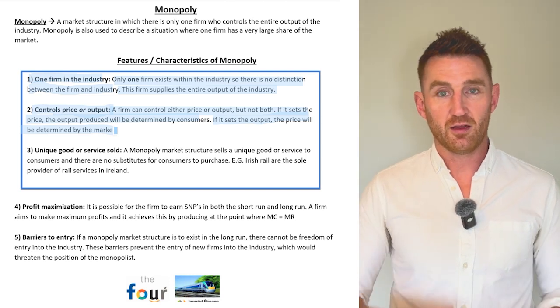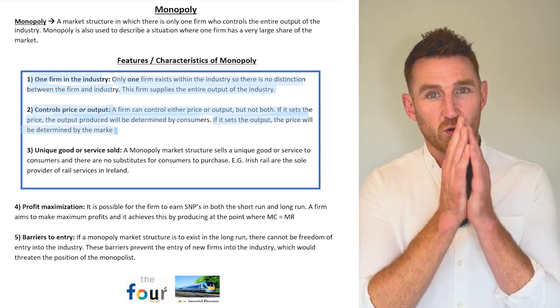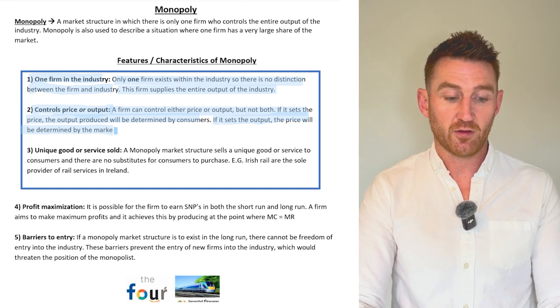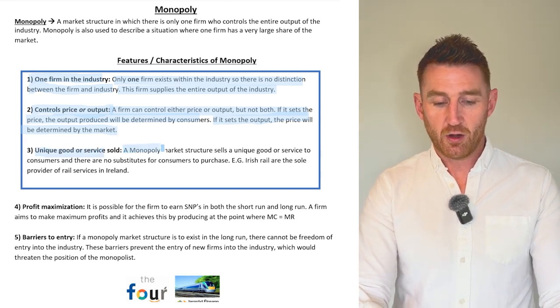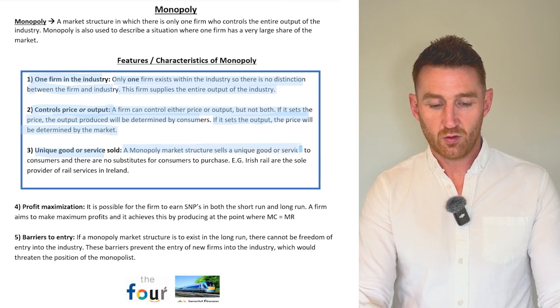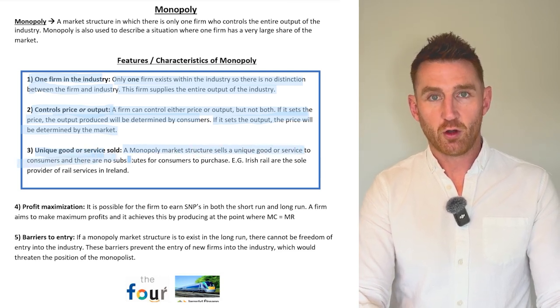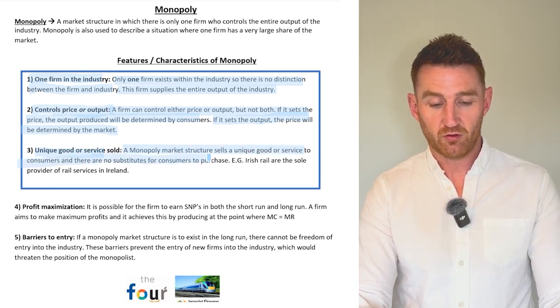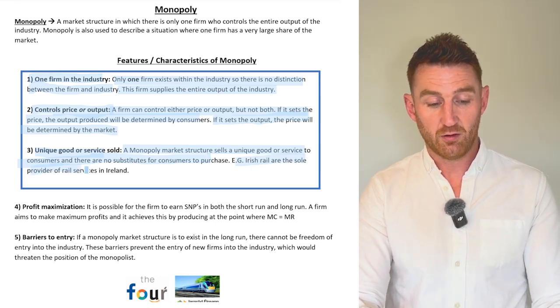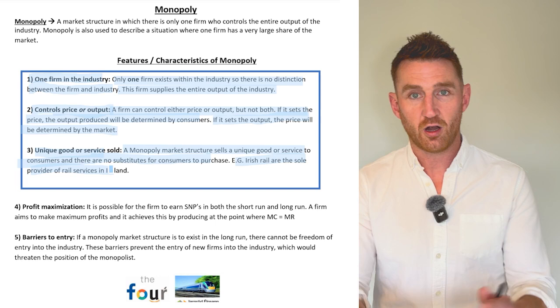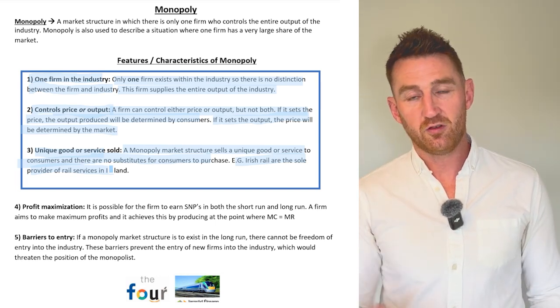That's what makes it unique, is that you have to choose, you have to buy from the monopolist and you've got no other alternative. So in that sense, it's unique. So the unique good or service sold: a monopolist market structure sells a unique good or service to consumers. There are no substitutes for the consumer to purchase. An example that does exist in the real world is Irish Rail. They're the sole supplier of rail services in Ireland. You can't go anywhere else to get that service.